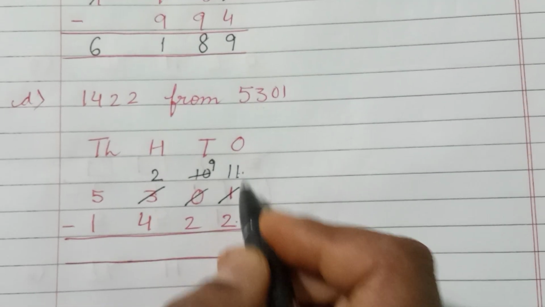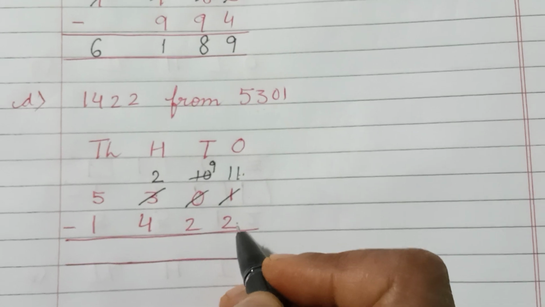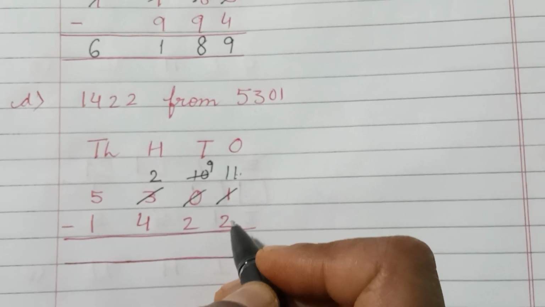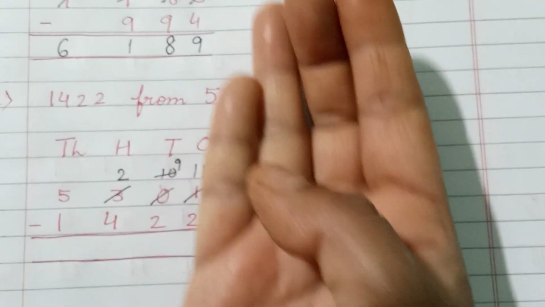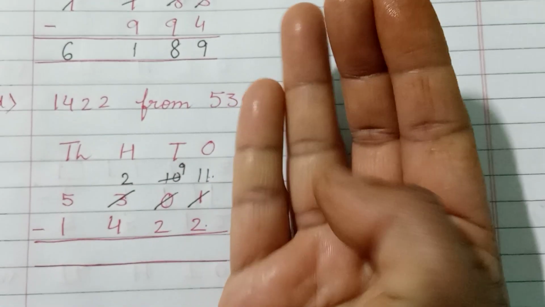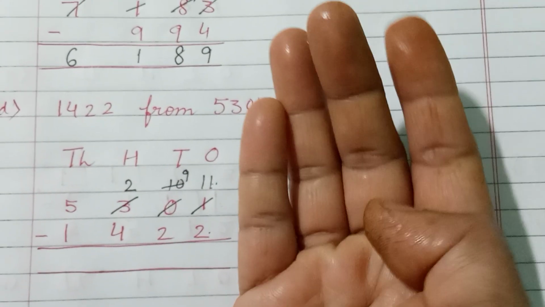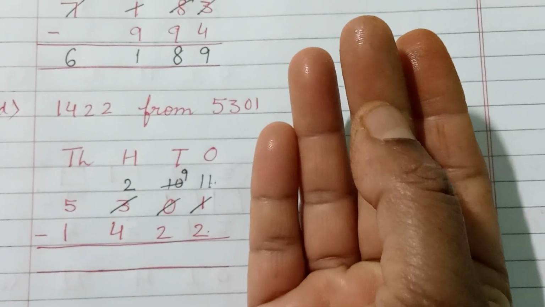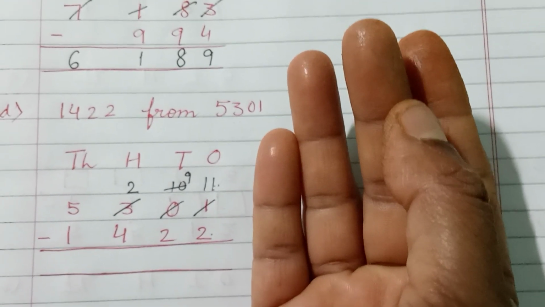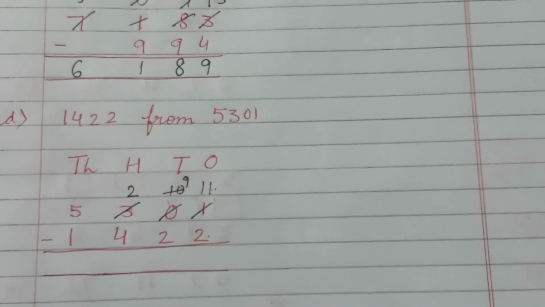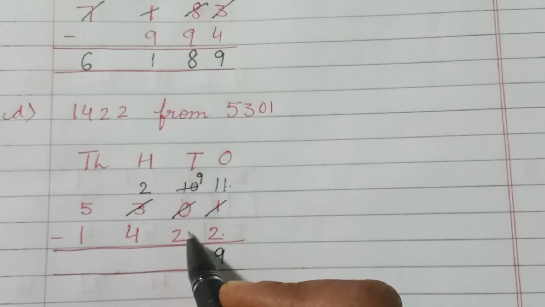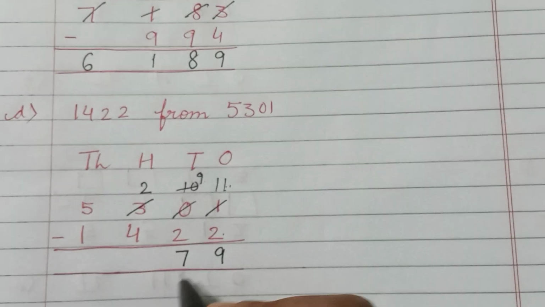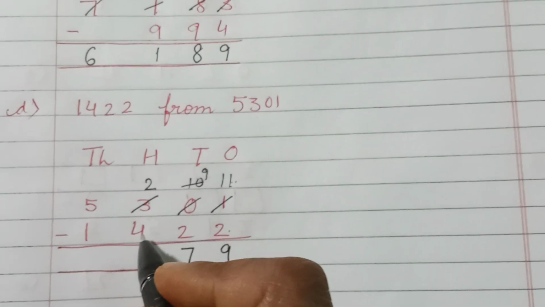Now children, again 11 minus 2 you have to do. Now use this method. After 2 you count till 11. Let's start. After 2: 3, 4, 5, 6, 7, 8, 9, 10 and 11. Tell me how many? Yes, 9. So write here 9. Now children, 9 minus 2 again you can do. That is 7.